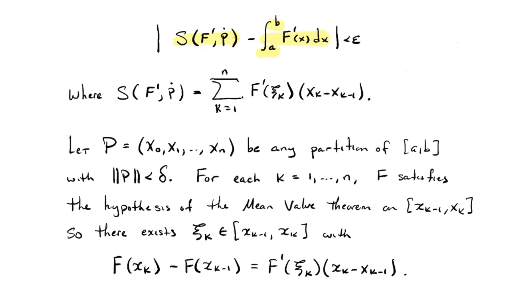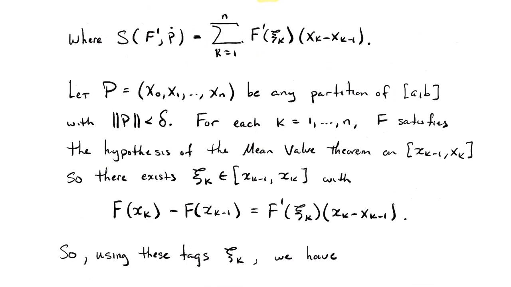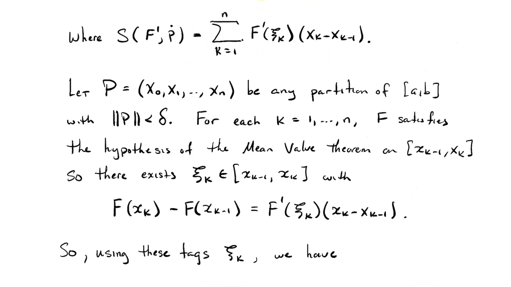Okay, so then let's take a partition P. We won't tag it yet, but just take any partition P of a b whose norm is less than that delta. So we haven't chosen the tags yet, but given an epsilon, there exists a delta, so pick a partition whose norm is less than delta. And then let's look at the function F on any one of the subintervals from x sub k minus 1 to x sub k for that partition. F is continuous on that interval. It's differentiable on the open interval because F prime exists over the entire interval from a to b. So F satisfies the hypothesis of the mean value theorem on that subinterval for every single value of k.